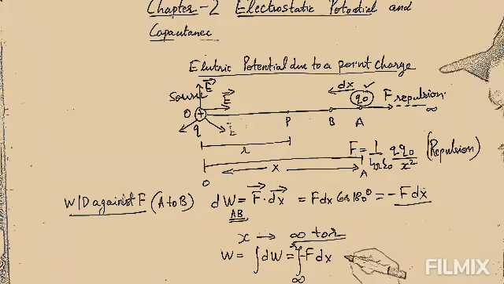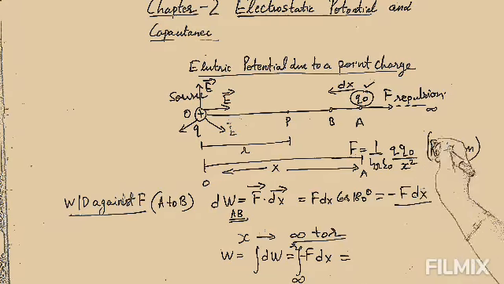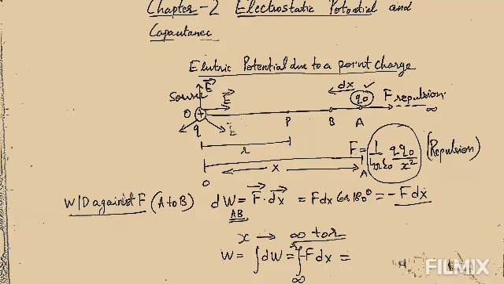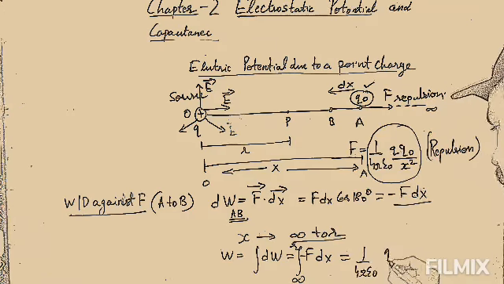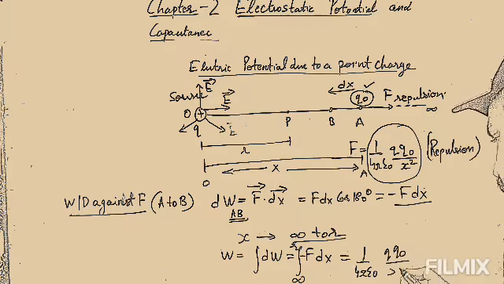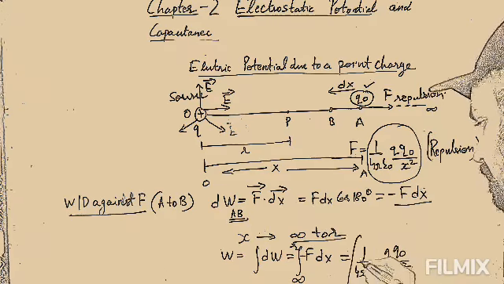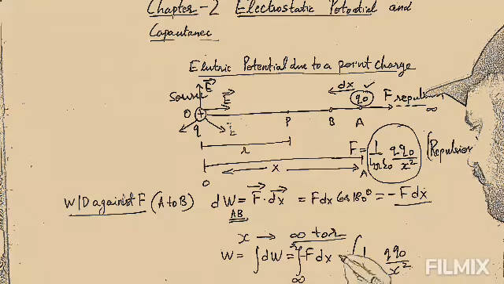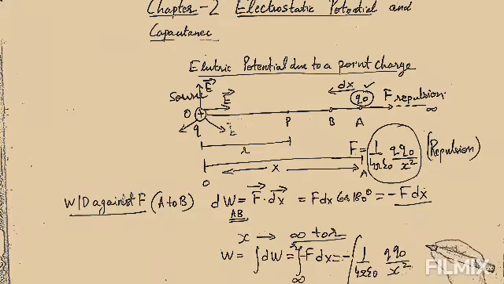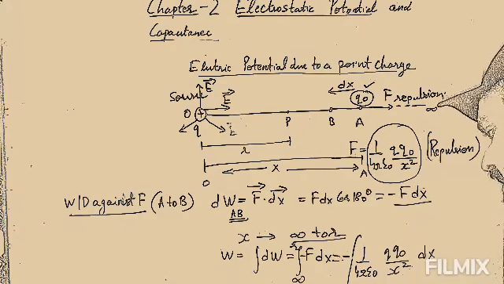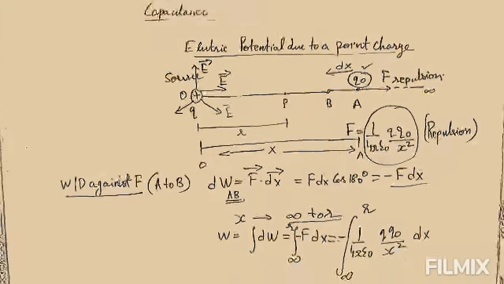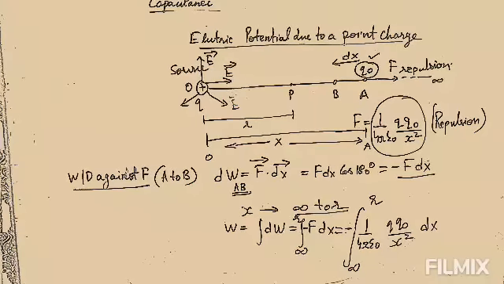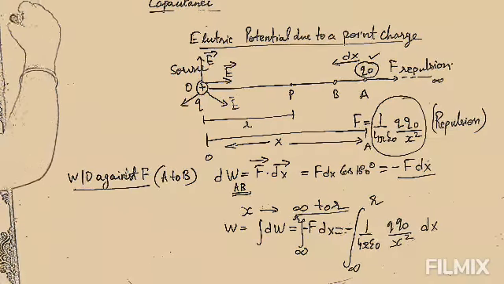So from here we will be putting up the value of F. F value is given over here, that we have already found out: 1 by 4 pi epsilon naught, q naught upon x square, minus sign we can take it outside, dx, and limits are infinity to r. Now we will be doing the further steps for finding out work done.